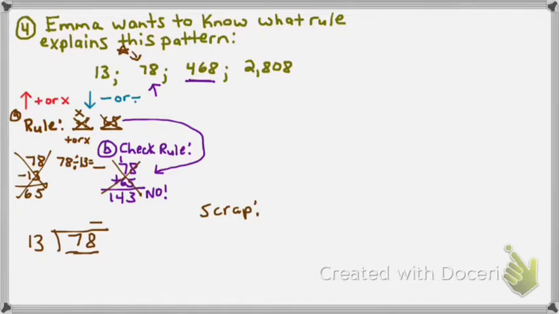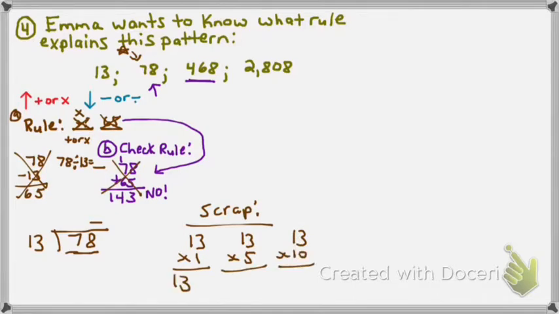Let's set up my scrap since I don't know my 13 times tables by heart, and I'll do 13 times 1, 13 times 5, and 13 times 10. Well, 13 times 1 I know is 13. 13 times 5, we'll figure it out. 5 times 3 is 15. Put down the 5, carry the 1. 5 times 1 is 5, plus 1 is 6. 13 times 10 I know is 13 times 1 is 13. Tack on that extra 0.